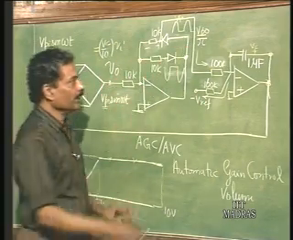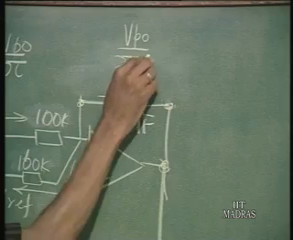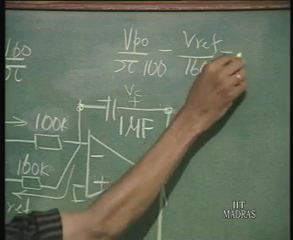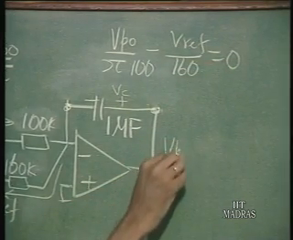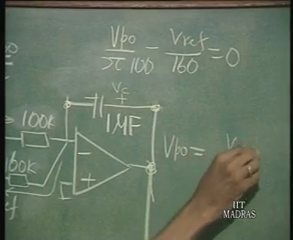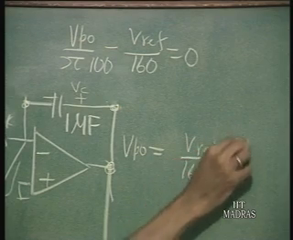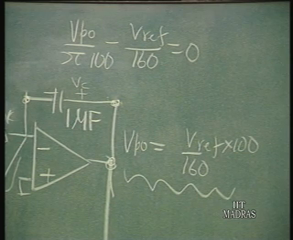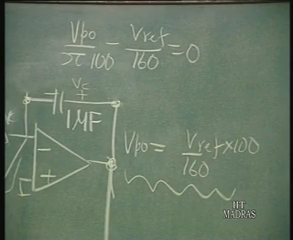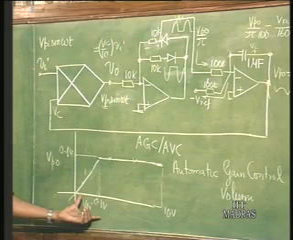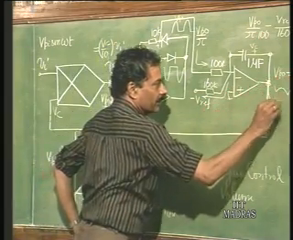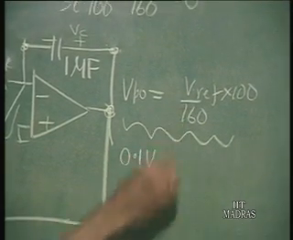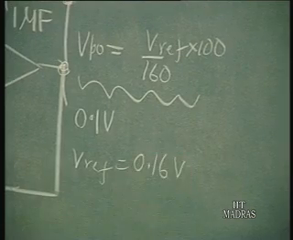So, that means V P naught divided by pi divided by 100 k, minus V reference divided by 160 k, should be equal to 0, or V P naught should be equal to V reference by 160 into 100. So, this is the peak voltage at which it will remain constant. In the demonstration setup, we have made V P naught equal to 0.1 volt as it is depicted in this figure. V reference has been so chosen that this is 0.1 volt, which means the V reference required for this is going to be about 0.16 volts.